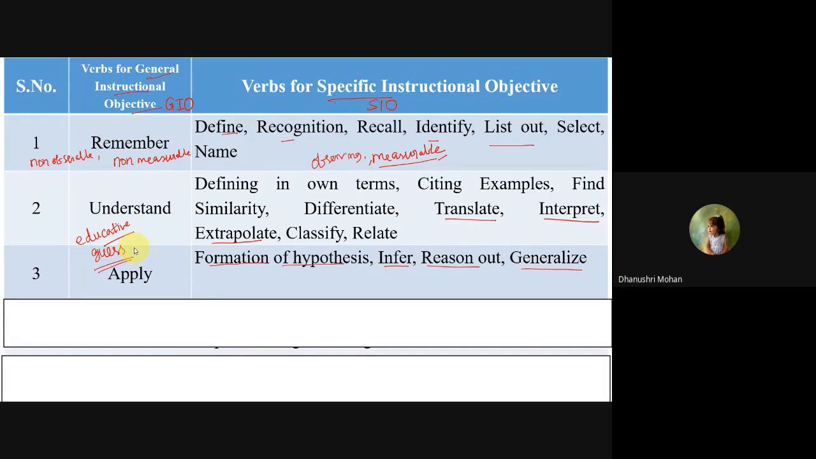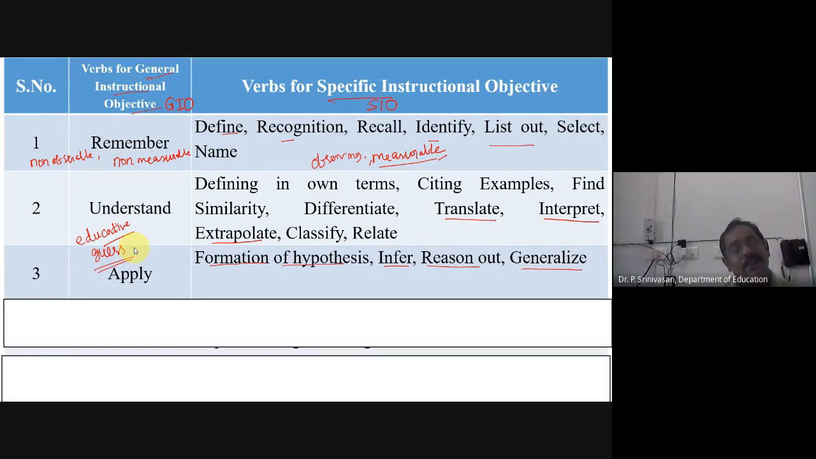Correct. That is what hypothesis is. What is your climatic condition there in your place now? Sunny. Yes, that is what hypothesis is.